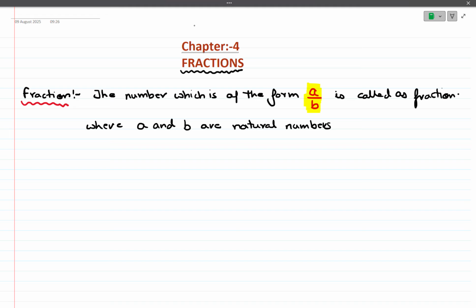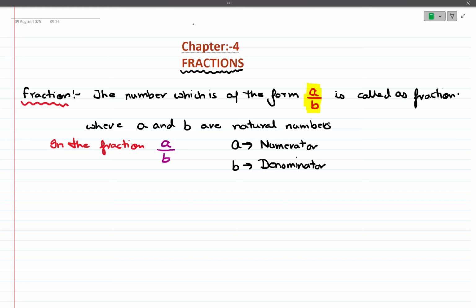Now, in the fraction a over b, in the above definition, a over b is a fraction, and in this fraction we say a is called the numerator, and b is called the denominator. So in the fraction a upon b, a is the numerator and b is the denominator of the fraction.